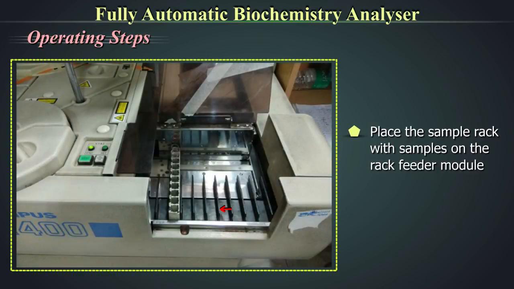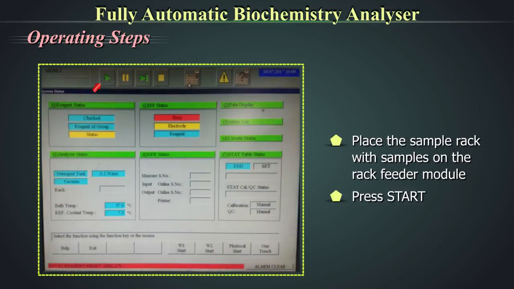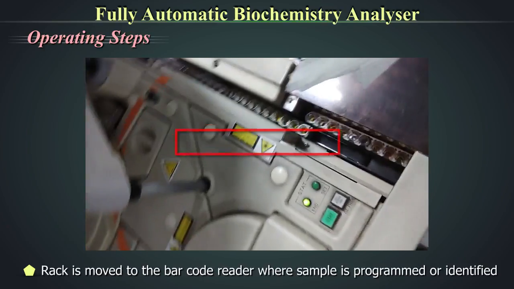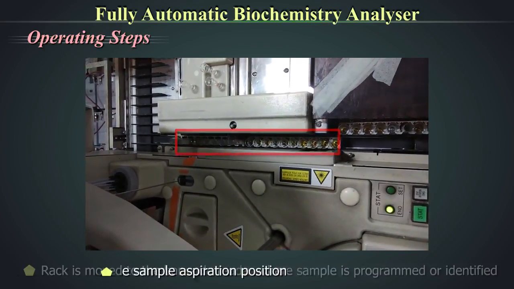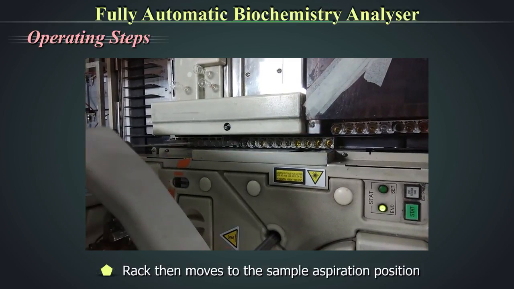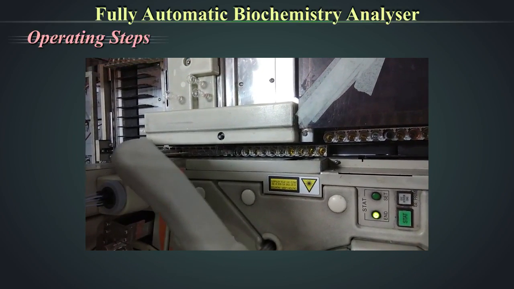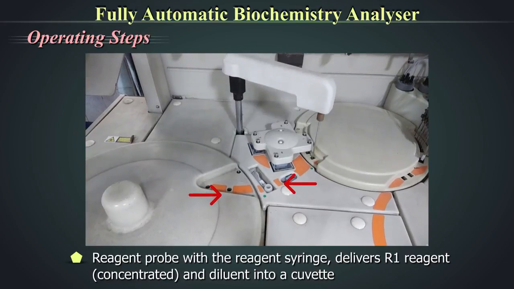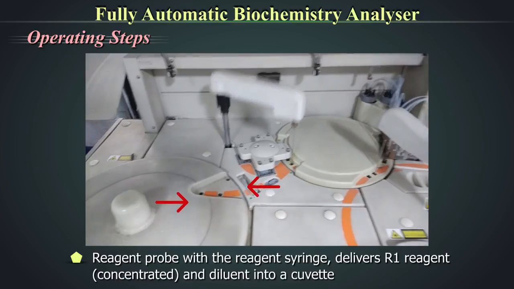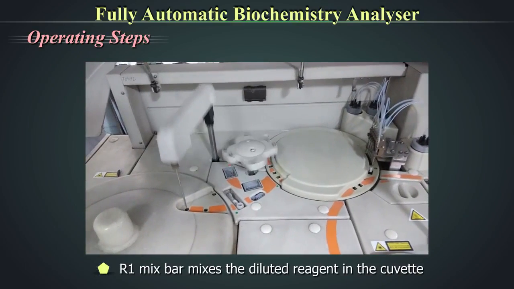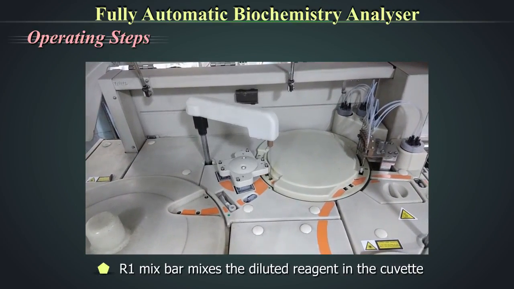Operating steps for processing samples. Place the sample rack with samples on the rack feeder module. Press Start. The rack is moved to the barcode reader where the sample is programmed or identified. The rack then moves to the sample aspiration position. The reagent probe with the reagent syringe delivers R1 reagent and diluent into a cuvette. R1 bar mixes the diluted reagent in the cuvette.